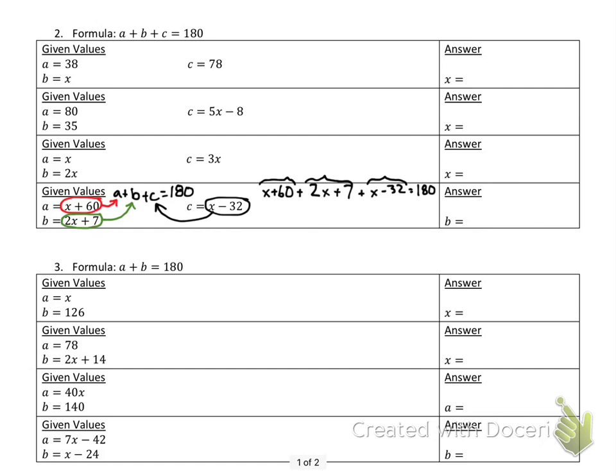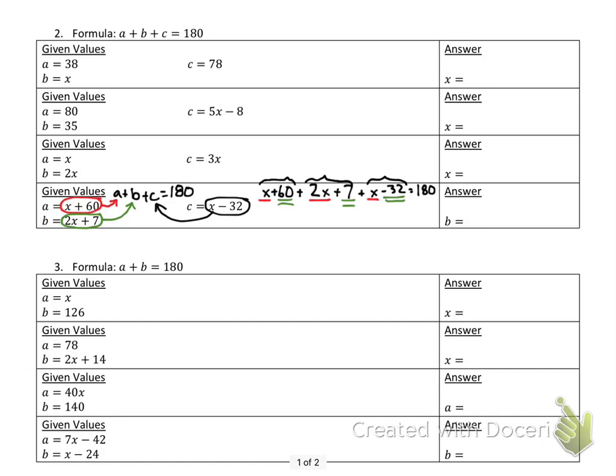I can't just jump straight to x equals some number. I have to simplify by combining like terms. Remember, you've got variable terms and number terms. I've got x, 2x, and x right there. Those can be combined because they're like terms. 67 and negative 32 can be combined because they're all numbers.